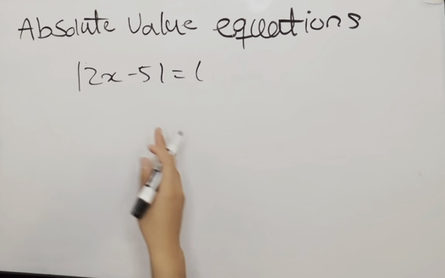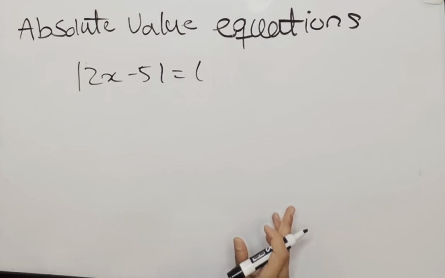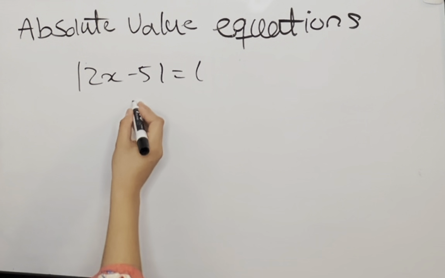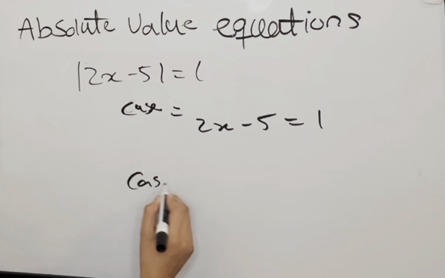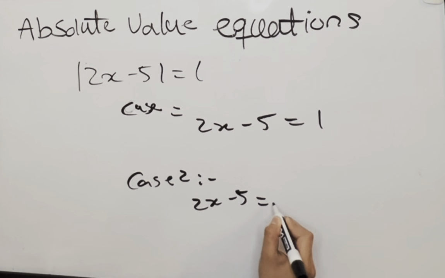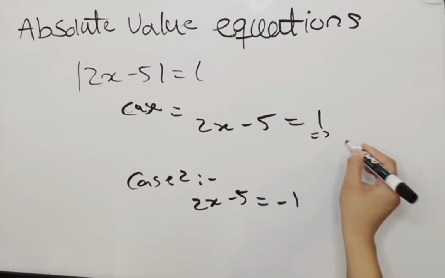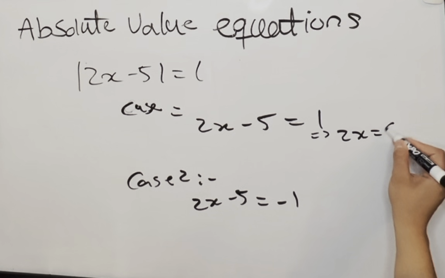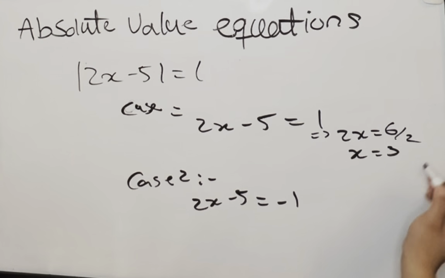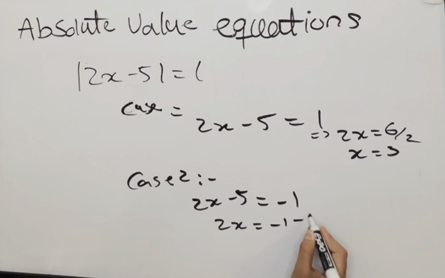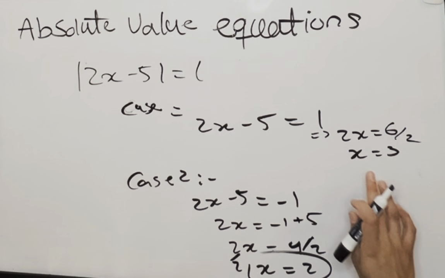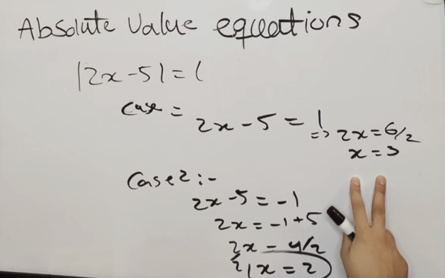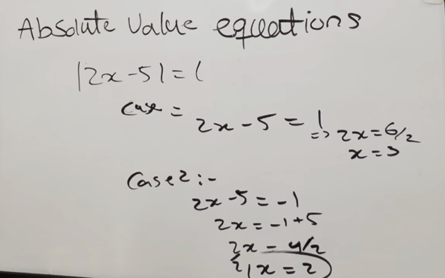Now let's say for the sake of practice, we have the absolute value of 2x minus 5 equals 1. Now again, we should remember that there's two cases. In case 1, we have 2x minus 5 equals positive 1. And in case 2, we have 2x minus 5 equals negative 1. And we just solve for x from here. As you can see, we again get two answers for our x, which is x is equal to 3 and x is equal to 2.